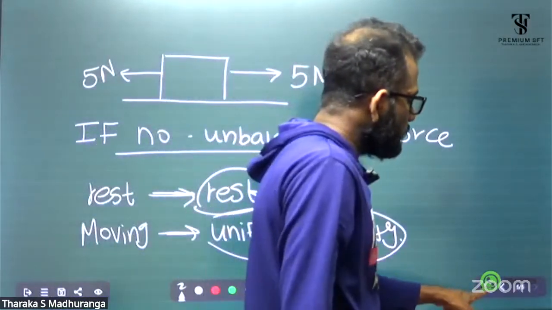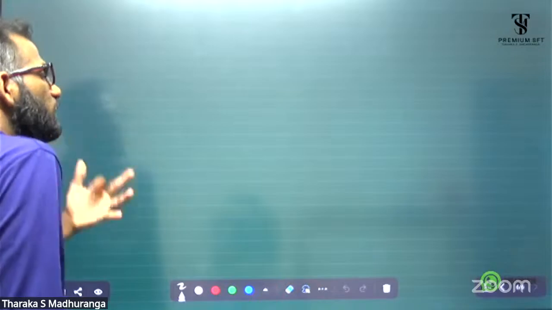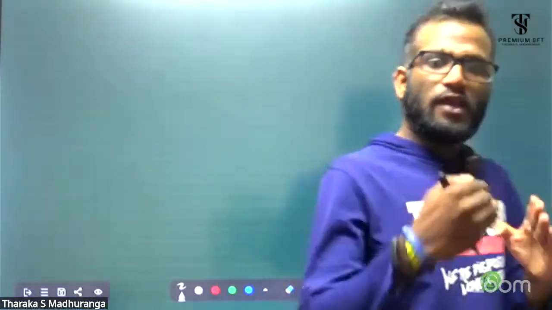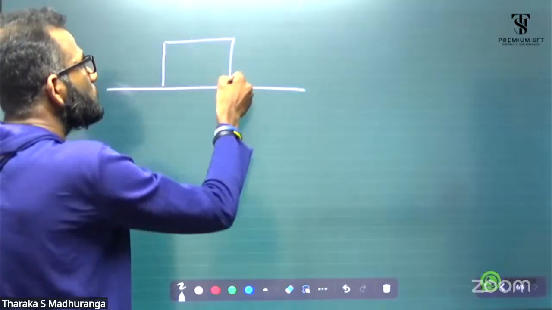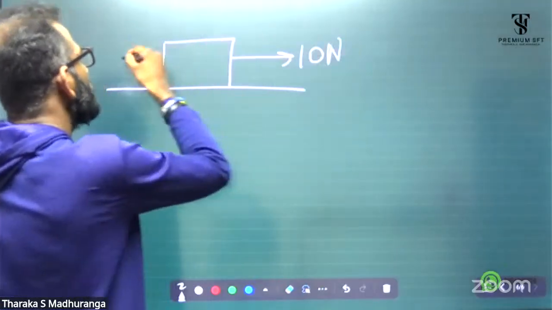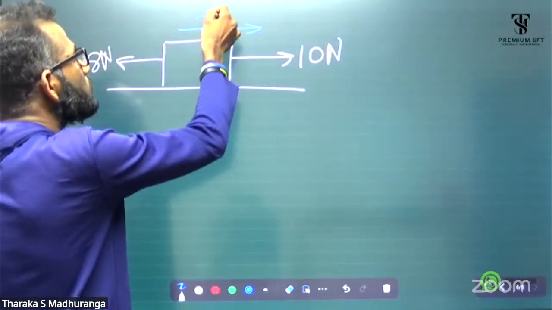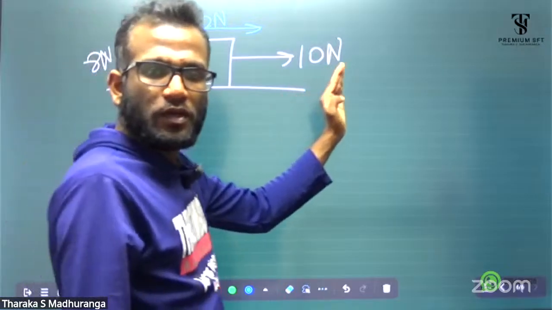What is the meaning of Newton's second law? Newton's second law is an important part. It says that if there is an unbalanced force acting on an object. In the previous law, there is no unbalanced force acting on the object, so the object is already balanced. In the second law, he explained what happens if an unbalanced force acts on an object, for example 10 Newton, 8 Newton. Unbalanced force means resultant force: 2 Newton resultant force in this direction.